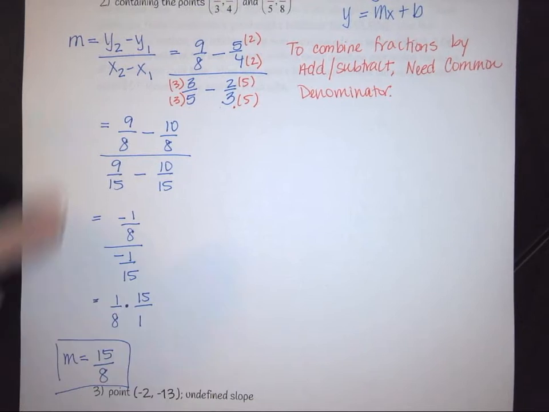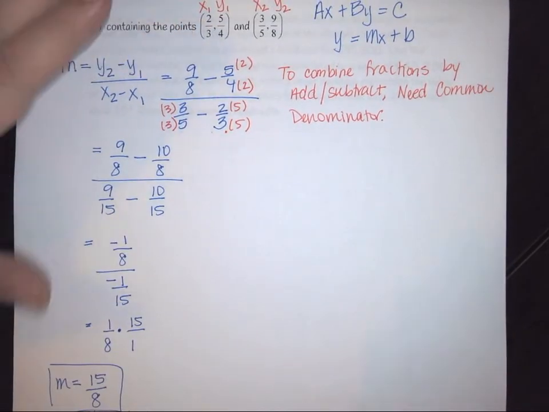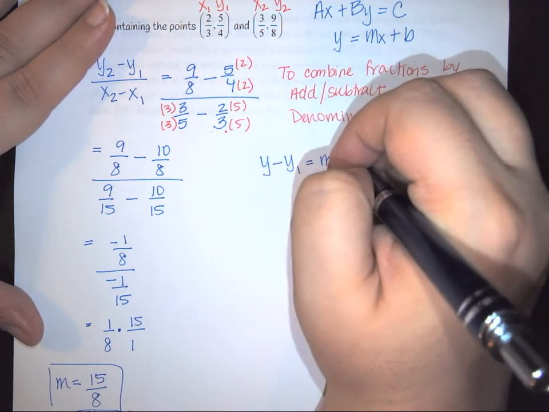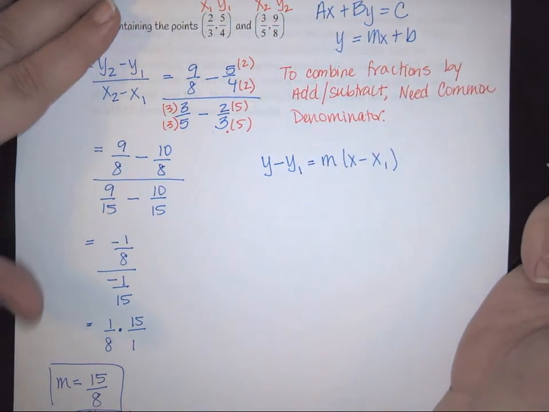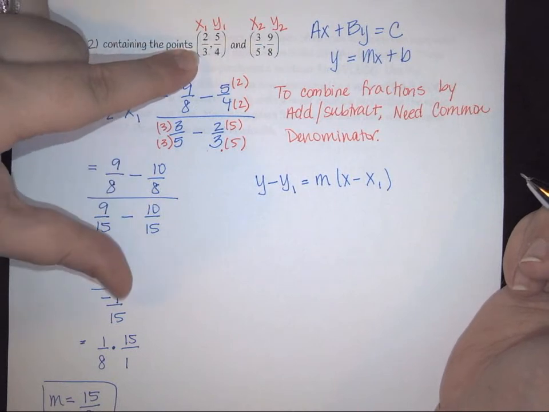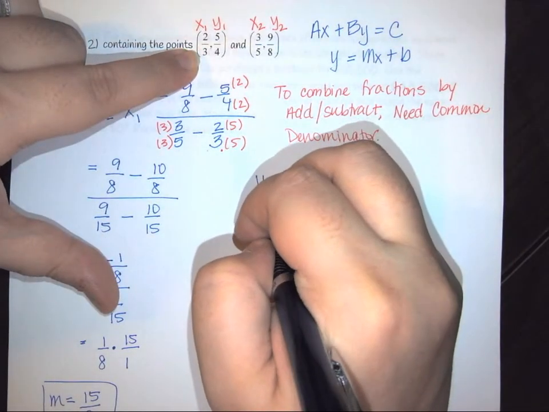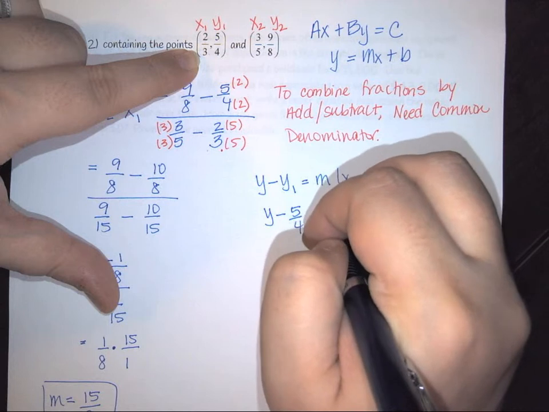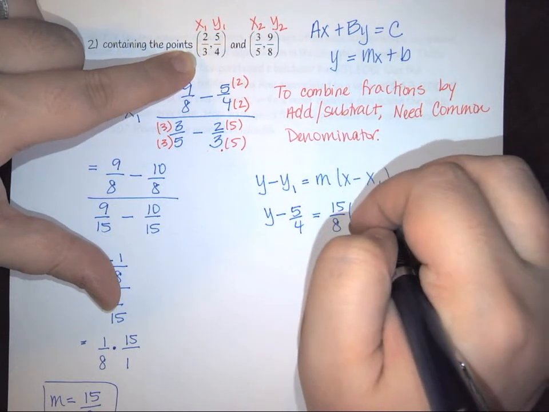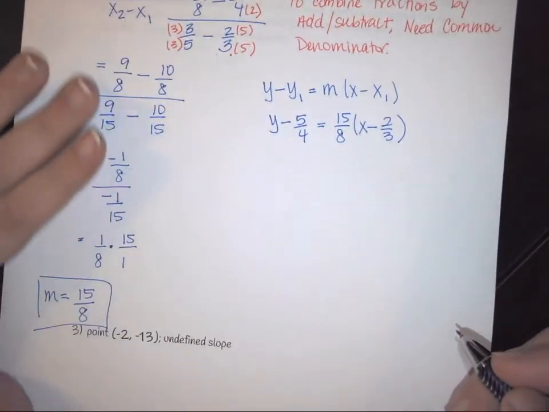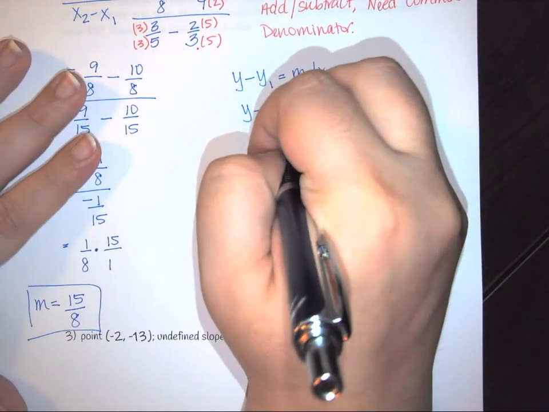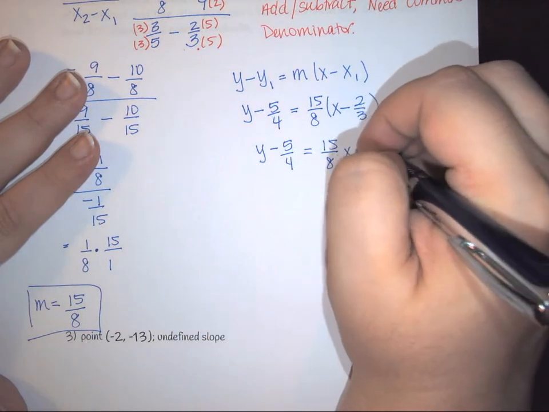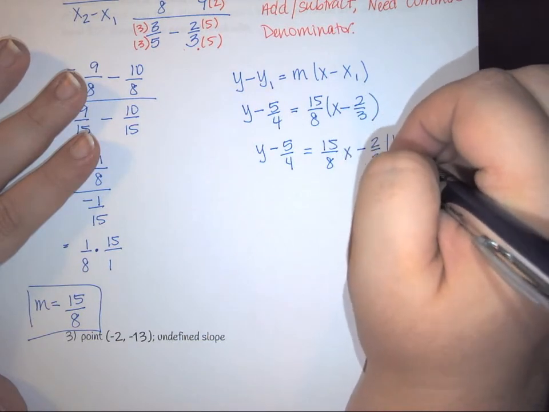So now that I know a slope, I have 2 points to choose from, doesn't matter which. So I'm going to again start with y minus y1 equals m times x minus x1. And let's just go ahead and use the one I already labeled as x1, y1. So I'm going to have y minus 5/4 is equal to 15 over 8 times x minus 2/3. So y minus 5/4 is equal to 15 over 8x, and then I have minus 2/3 times my 15 over 8.